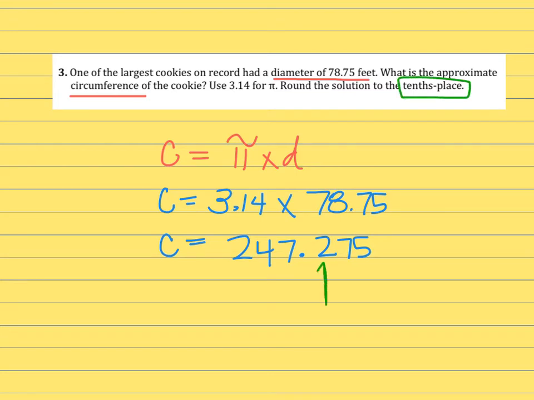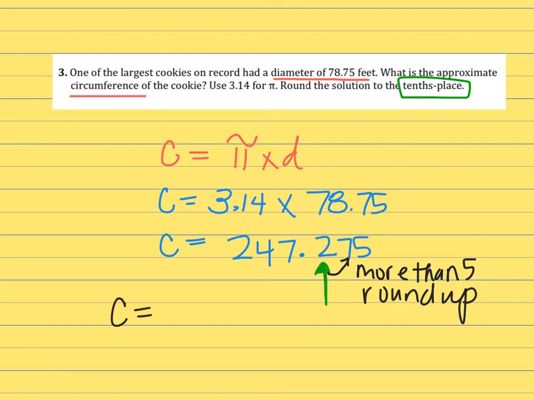Now remember though, in the question, it said you need to round to the tenths place. Okay, this 2 right now is in the tenths place. So what I need to do is look behind. Is this big enough to round up? So since 7 is more than 5, I would round up. My final answer, rounded to the nearest tenth, the circumference is going to be 247.28 feet.